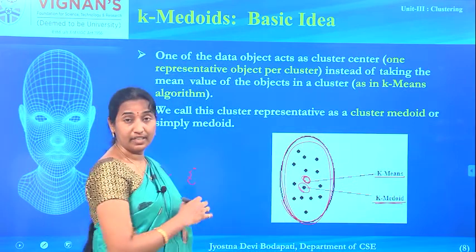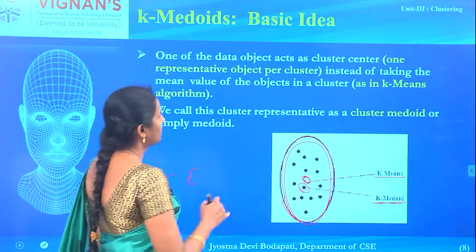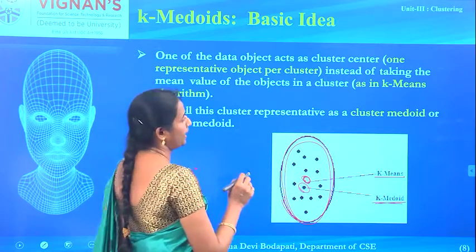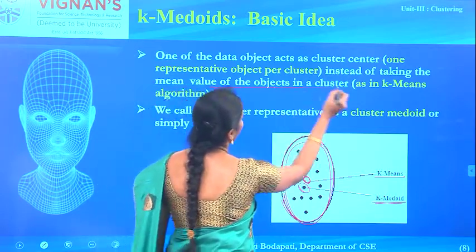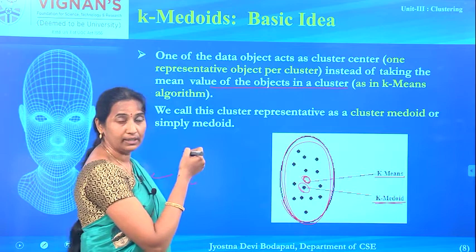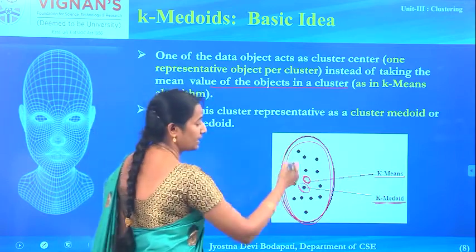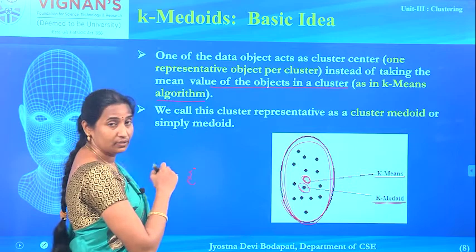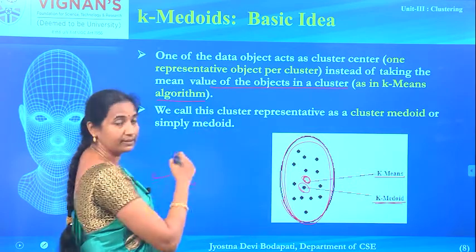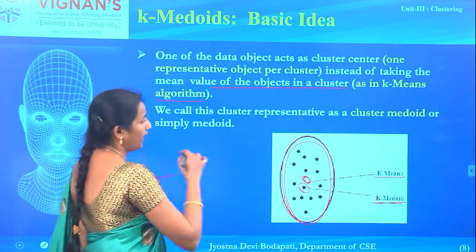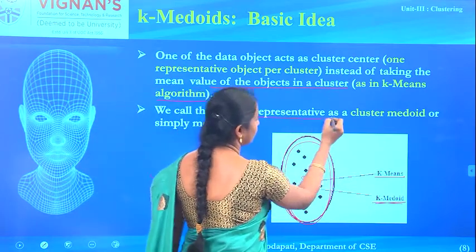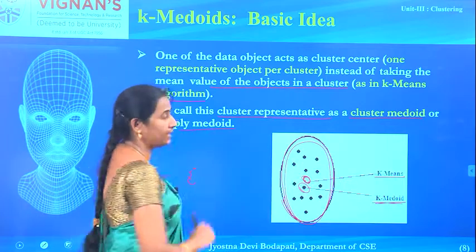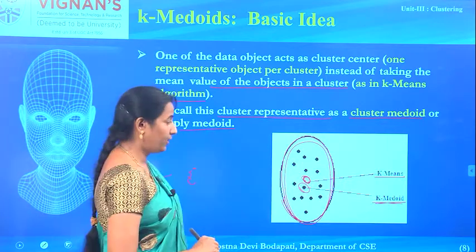So the basic working principle of the K-Medoids algorithm is, instead of considering the center as a cluster representative, in K-Medoids we consider one of the objects of the input data, one of the objects present in the cluster, as the representative member for the cluster. So that is the difference between K-means and the K-Medoids algorithm. The cluster representative point is called a cluster Medoid, or we can even call it simply a Medoid.